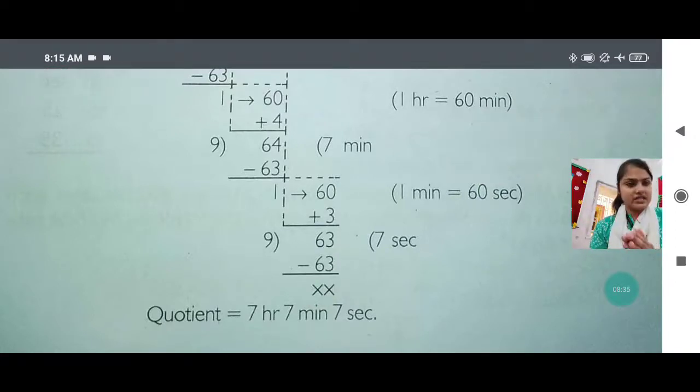Whenever you are converting the larger unit to the smaller, we first have to add that to the smaller one. Like 1 hour we have converted into 60 minutes, so that 60 minutes will get added with the minute column, whatever number is written. In the same way, if any number is left in the minutes, that will first get added with the seconds, because 1 minute is equal to 60 seconds. So that 60 will be added with whatever number is in the seconds column, and then we have to divide. This you will keep in your mind. Next question.